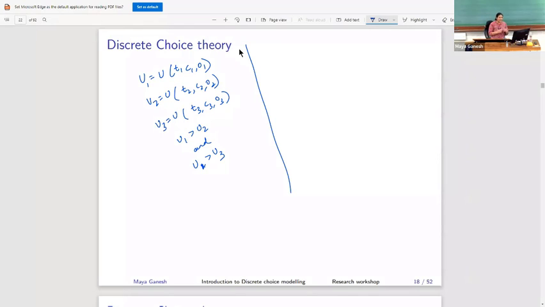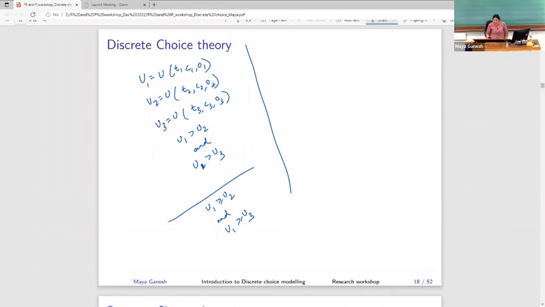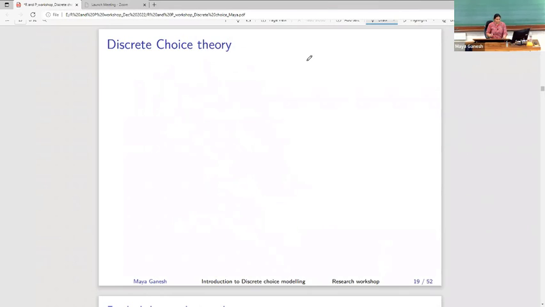So for now, you can think of it as: I choose alternative 1 when the utility that I get from it is greater than the utility from alternative 2 and greater than the utility from alternative 3. Now, the next challenge, or the next step for us, is to make assumptions about the form of the utility function.